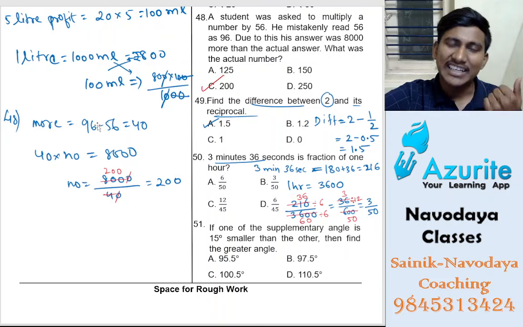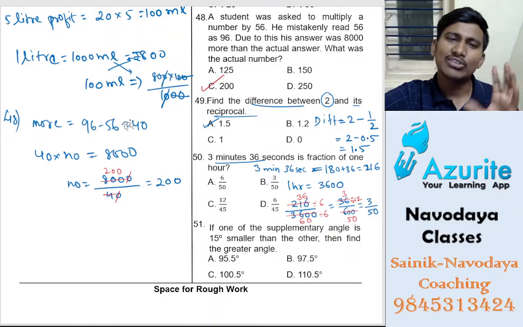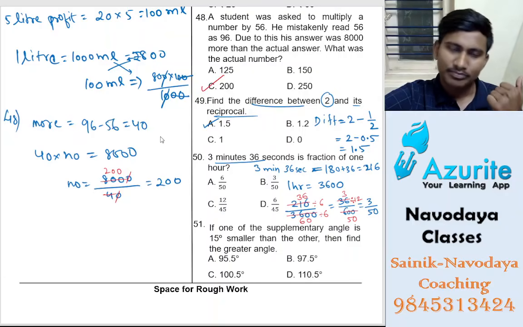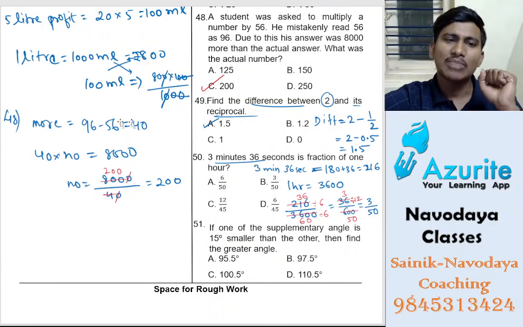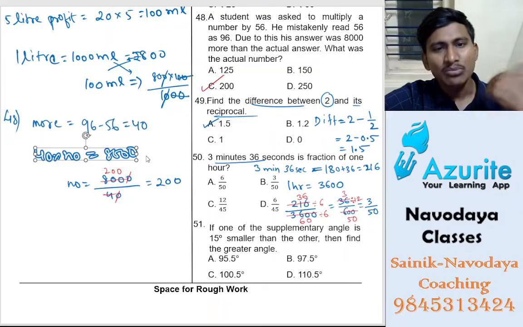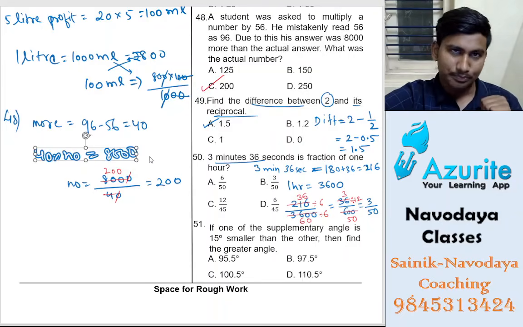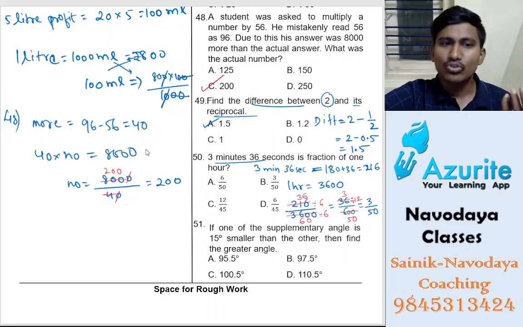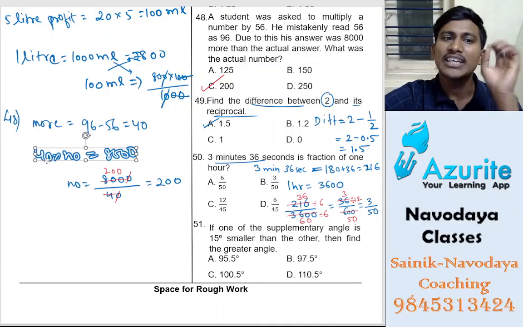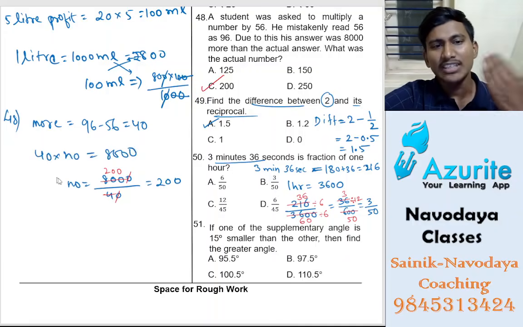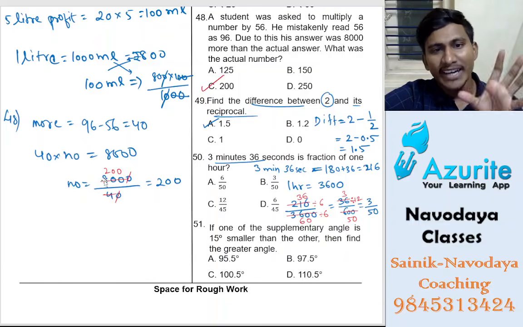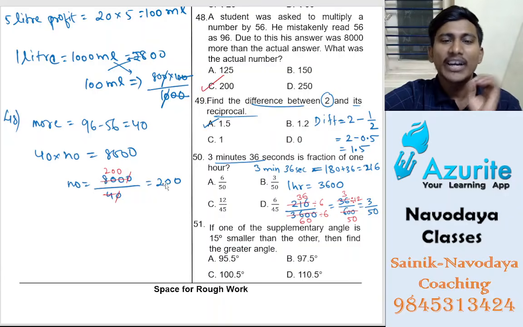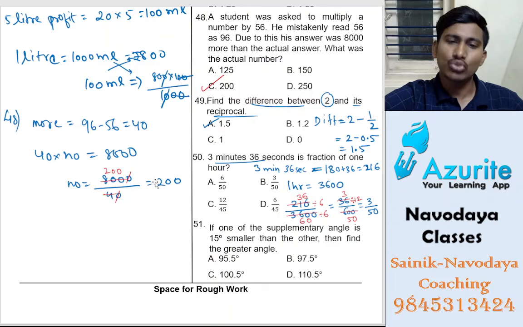How much more it is? 96. So 96 minus 56, you will get 40. So it is 40 more. So that number, if you multiply with 40, that is how much more it is? 8000 more, right? So 40 into number is 8000 more. If you want to find the number, we should divide with that 40. If you divide with that 40, the zeros cancel here, 4 2s are 8 and 2 zeros, so 200 is the answer. So that number is 200.